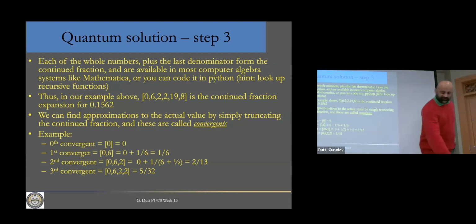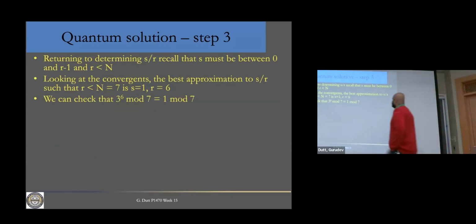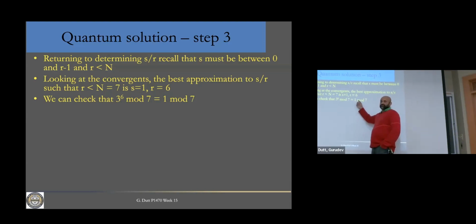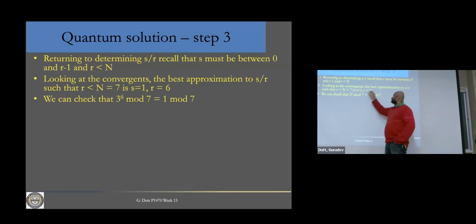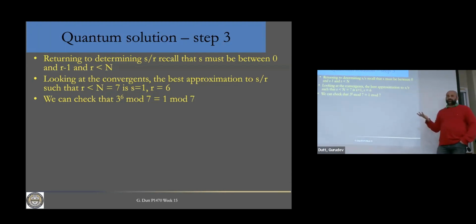Therefore, we now need to check that 3 to the 6 modulo 7, is that really the right period? And it turns out it is. If you calculate 3 to the 6 modulo 7, that's indeed 1 modulo 7. So we have verified that R equal to 6 is indeed the period for this particular calculation.